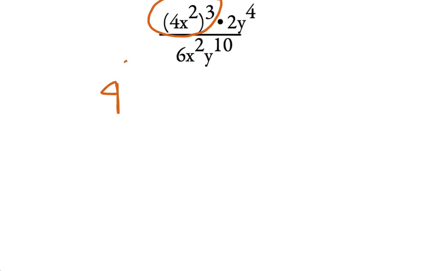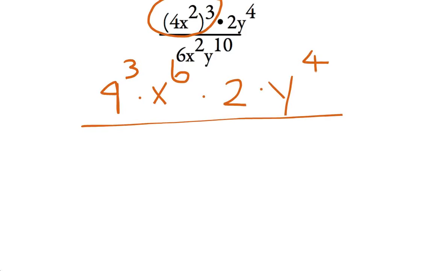So I have 4 cubed times x squared cubed. When I'm doing a power of a power, I multiply my exponents. Times 2 times y to the 4th. I like to keep my things separate here. It helps me when I need to simplify. All over 6 times x squared times y to the 10th.